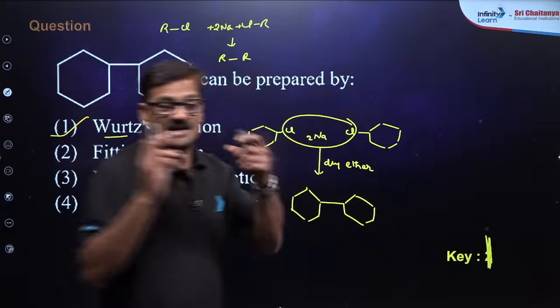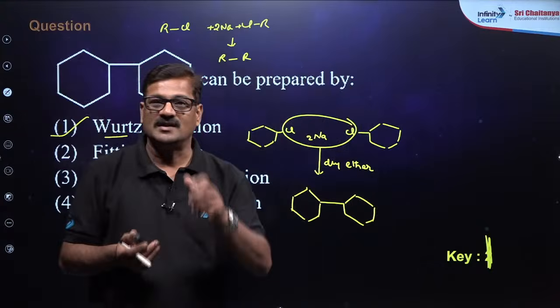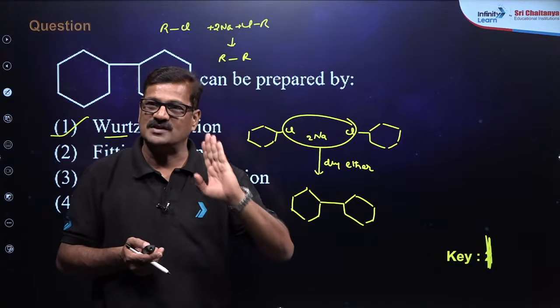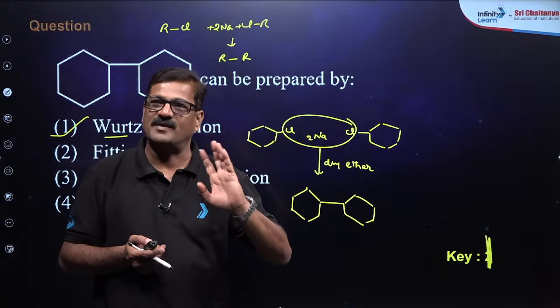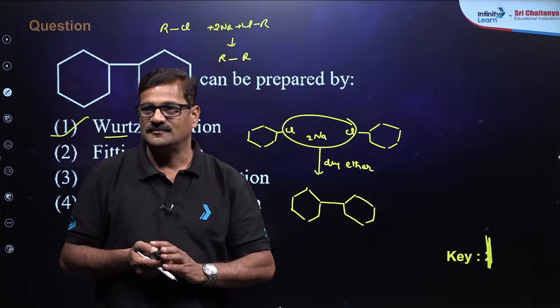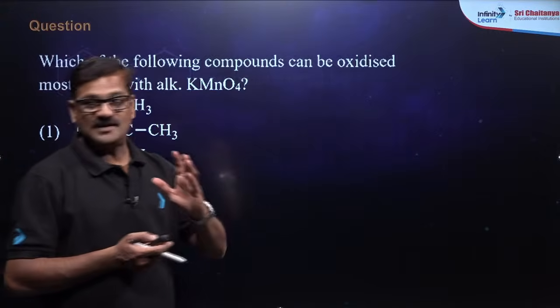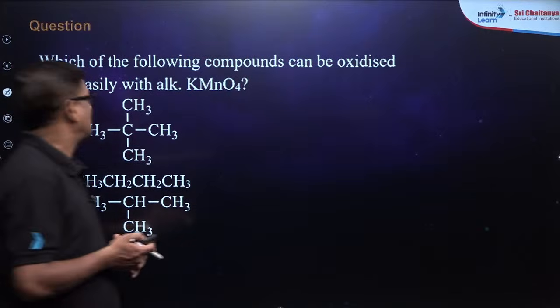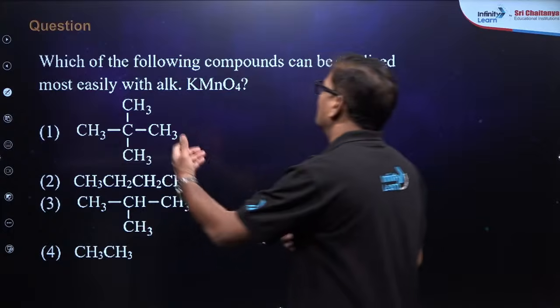If it is benzene, you have to get the Fittig reaction. The difference between the Wurtz and Fittig reactions is aromatic versus aliphatic. Fine? Come on. Don't say it's B, Chinmay. Okay. Which of the following compounds can be oxidized most easily with alkaline KMnO4?